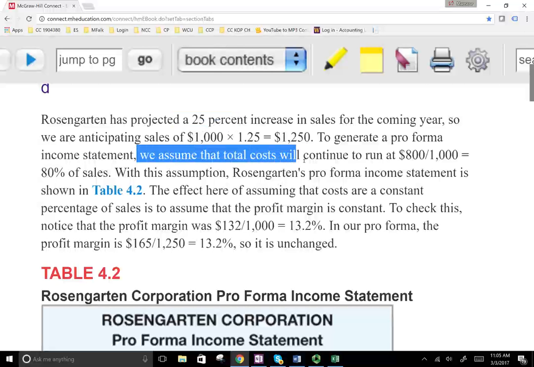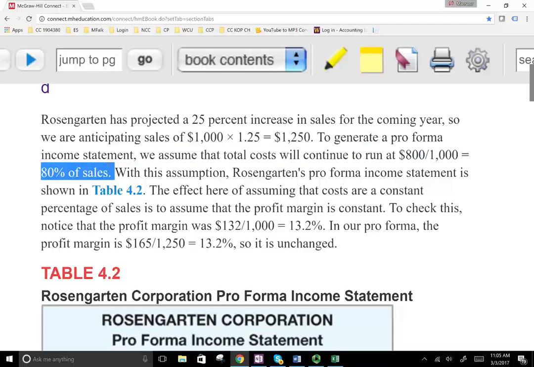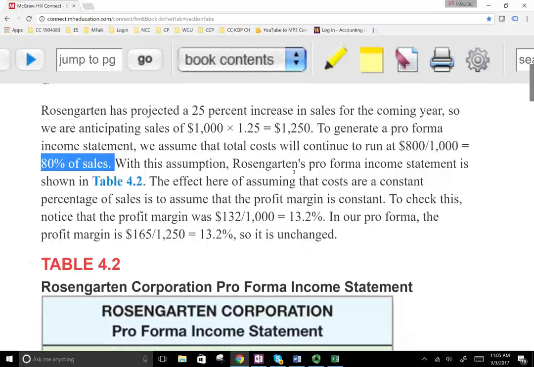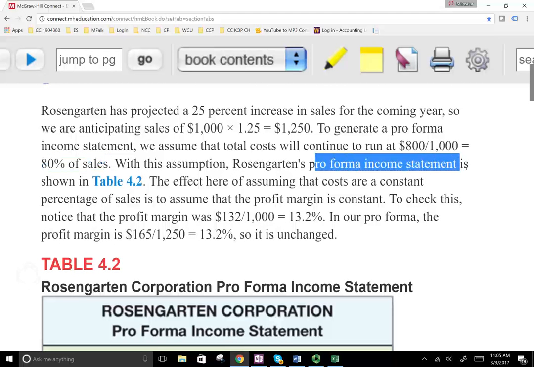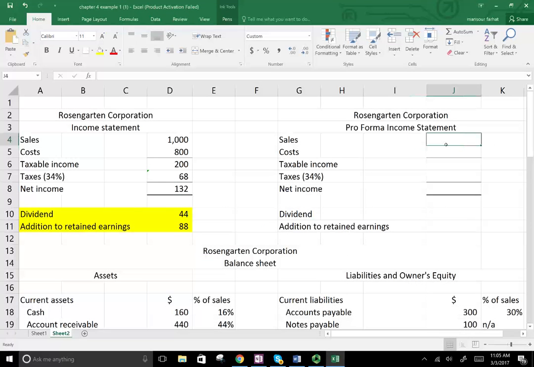We assume that total assets will continue to run at 80% of sales. So your cost is 80% of sales. With this assumption, we could prepare a pro forma income statement. Let's take a look at the pro forma income statement. What we're assuming is sales will grow by 25%. So we're going to take sales multiplied by 1.25, and that's our new sales.